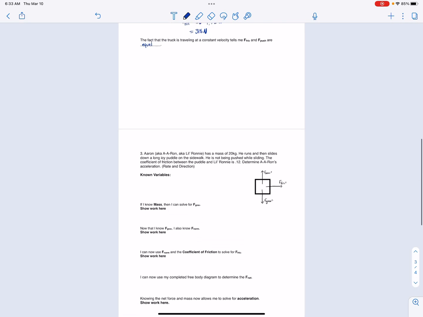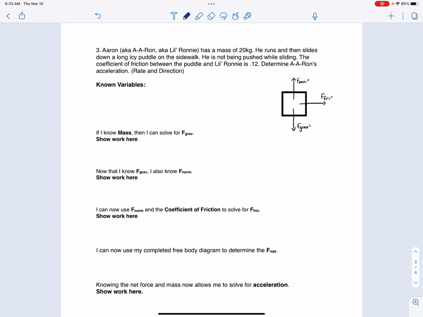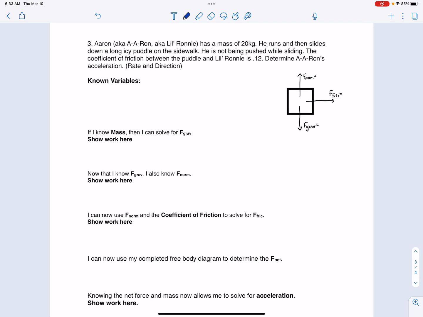Cool. We've got one more to do here. We're clipping right along. All right, and this question is about Aaron, a.k.a. Lorani. That's my son. He's a beast, okay? And he has a mass of 20 kilograms. He runs and then slides down a long, icy puddle on the sidewalk. Oh man, I used to love doing that when I was a kid, and he certainly likes doing that now.